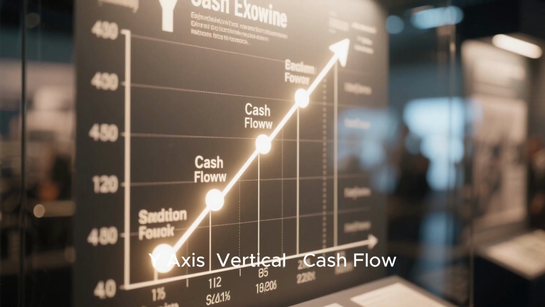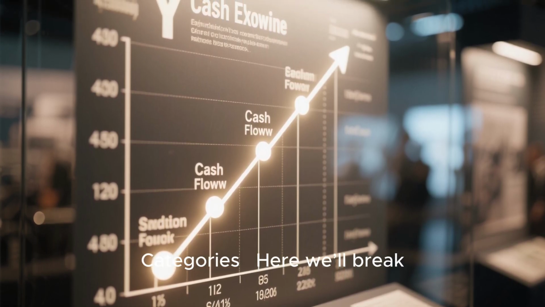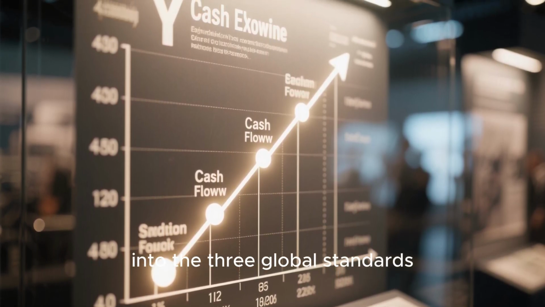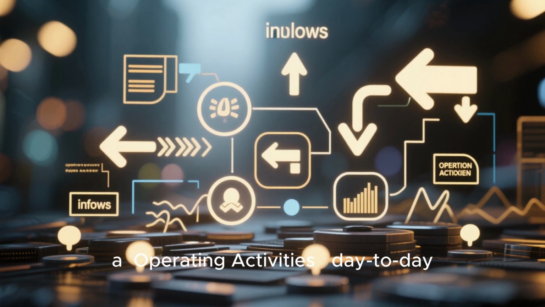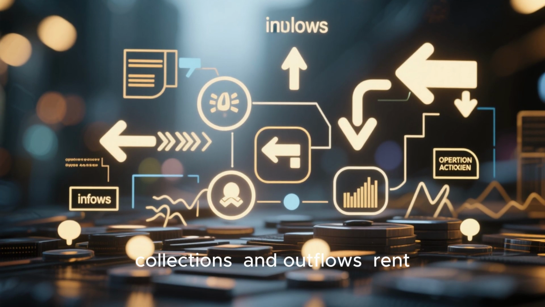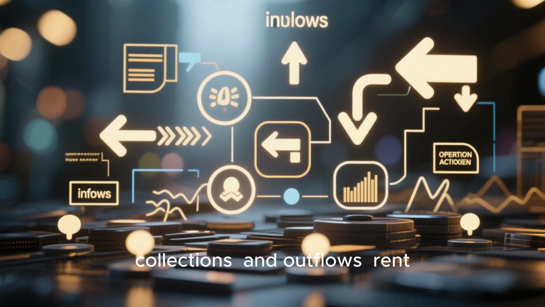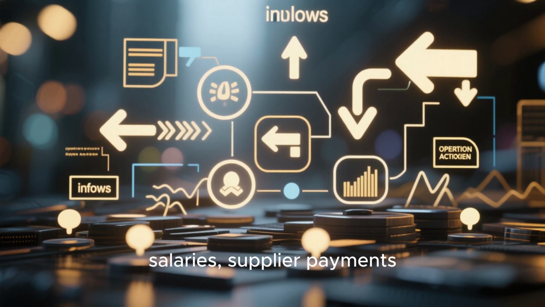Y-axis, vertical cash flow categories. Here we'll break down cash movements into the 3 global standards. A. Operating activities, day-to-day inflows, sales, collections, and outflows, rent, salaries, supplier payments.